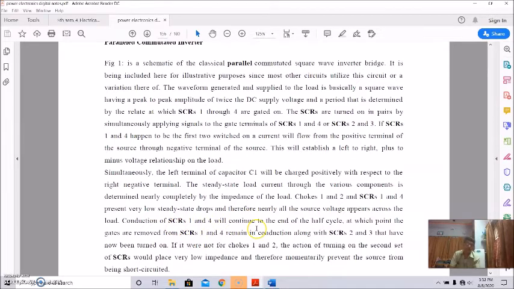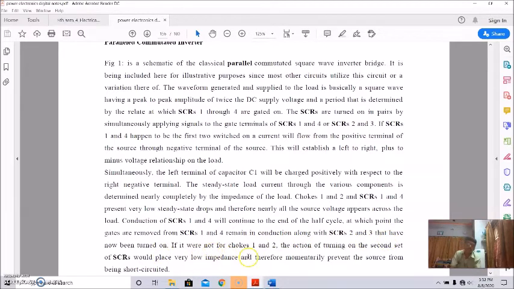Conduction of SCRs 1 and 4 will continue to the end of the half cycle, at which point the gates are removed from SCRs 1 and 4, which remain in conduction. SCR 1 and 4 are remaining in conduction along with SCR 2 and 3 that have now been turned on.